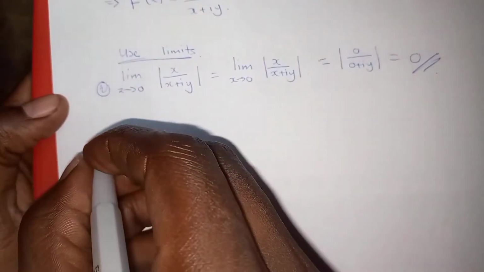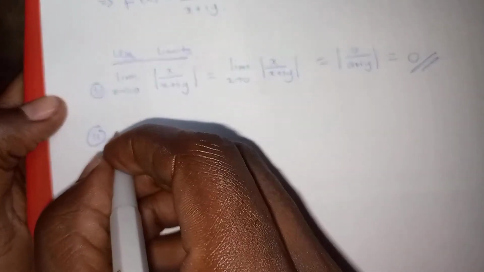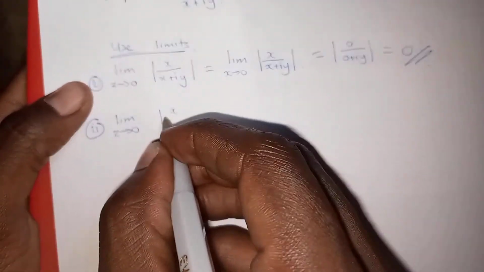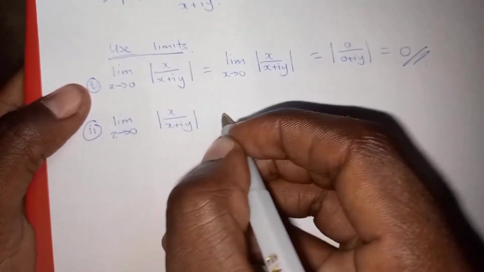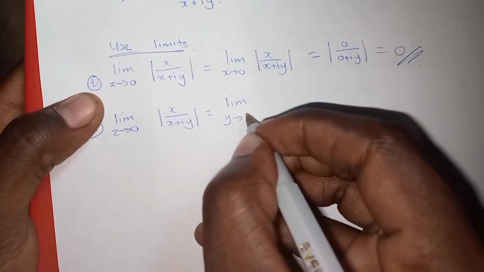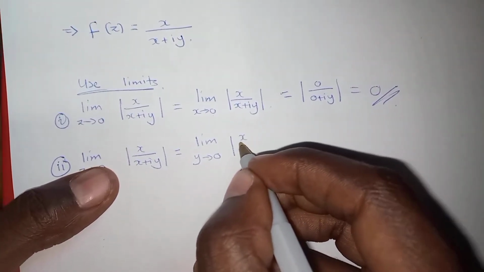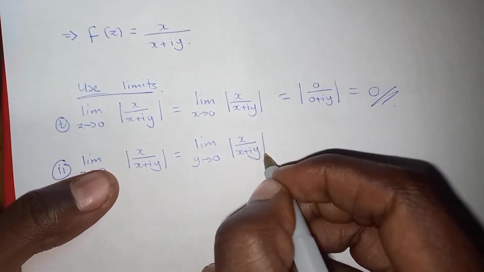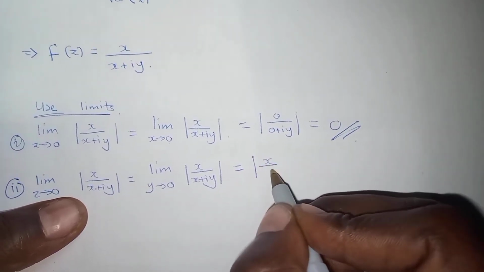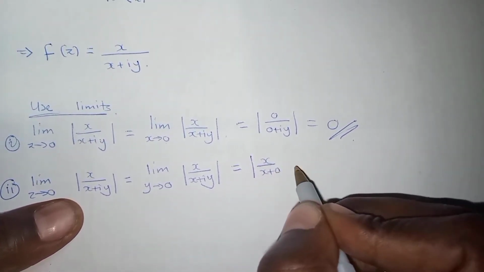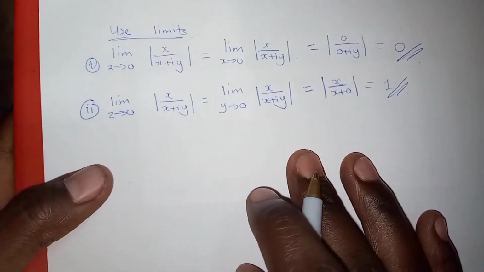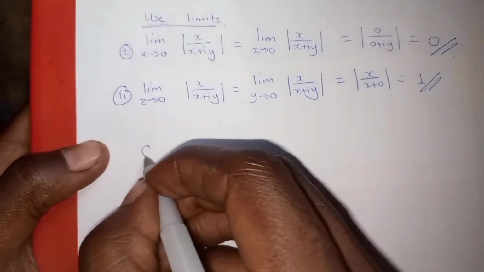So let us approach the same point now along the x-axis where y is equal to 0. So we write the limit as z approaches 0 of the function x over x plus iy. Actually we write it in terms of y now, so y approaching 0 for the function x over x plus iy. If you substitute 0 where there is y, we are going to have x over x plus i times 0. So this is actually equal to 1. Okay, so we have two different limits for the same point.